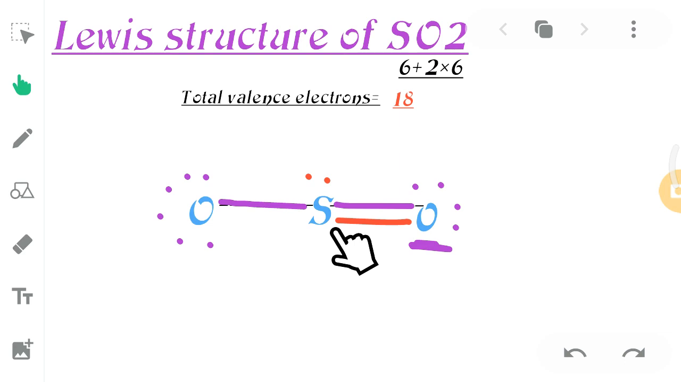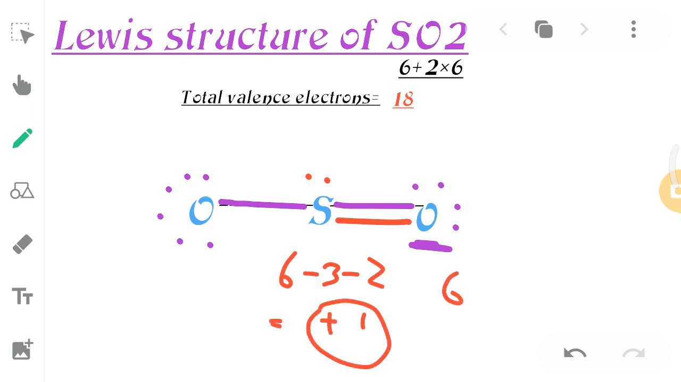Now, I do want to point out that there are formal charges on these atoms. Well, this atom has a formal charge of 0. 6 valence electrons minus the 4 dots minus the 2 lines gives me a formal charge of 0. 6 valence electrons minus the 3 lines minus the 2 dots gives me a formal charge of positive 1 on my sulfur. And 6 valence electrons minus 6 dots minus 1 line gives a formal charge of negative 1 on this oxygen. There's no way around that.